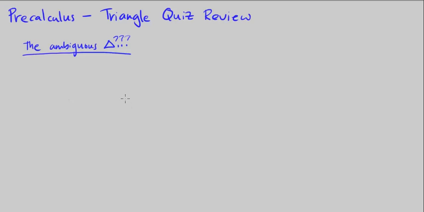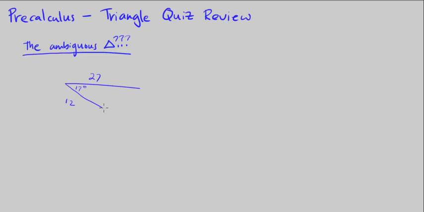So this is Precalculus, the triangle quiz review. We're going to look at a possible ambiguous triangle. In class we were given a side of 27, another side of 12, and an angle of 17 degrees between them.